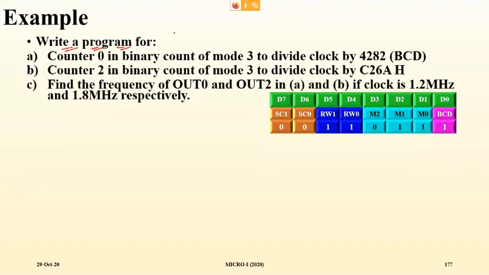So the control word is 0011 0111. Because in question number 1 we are using a BCD number. So counter 0, LSB then MSB, mode 3, and BCD. Clear? This is all about the control word register.